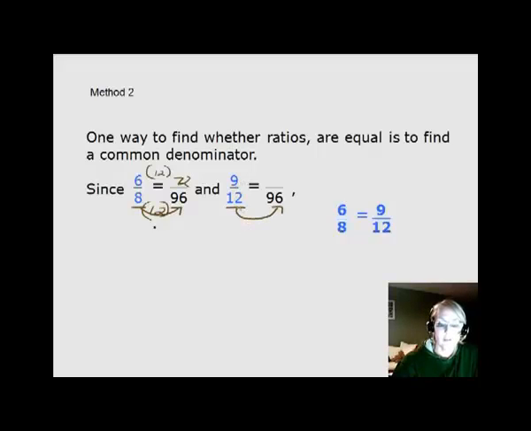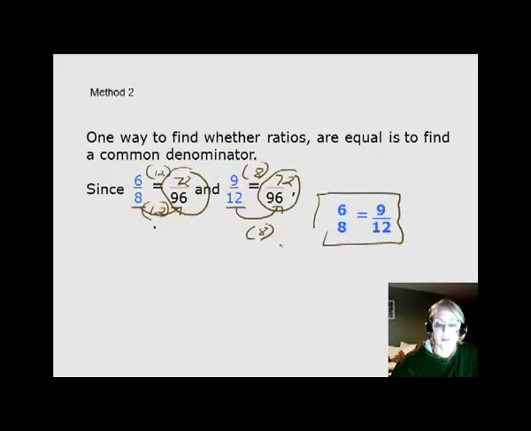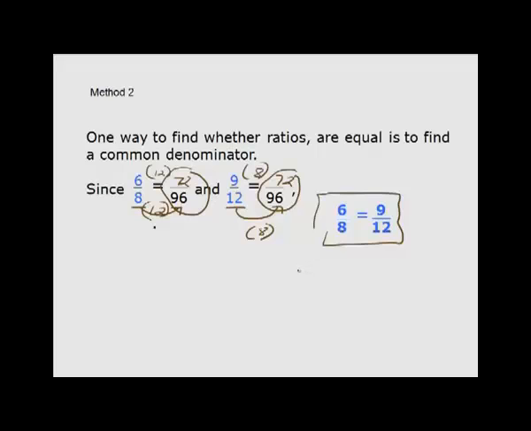12 goes into 96 how many times? Well, when you multiply by 8. 9 times 8 is 72. Because this fraction or ratio is equal to this ratio, the original ratios are in proportion. So the two methods: one is to use cross products and the other is to find a common denominator and see if the fractions are equivalent.